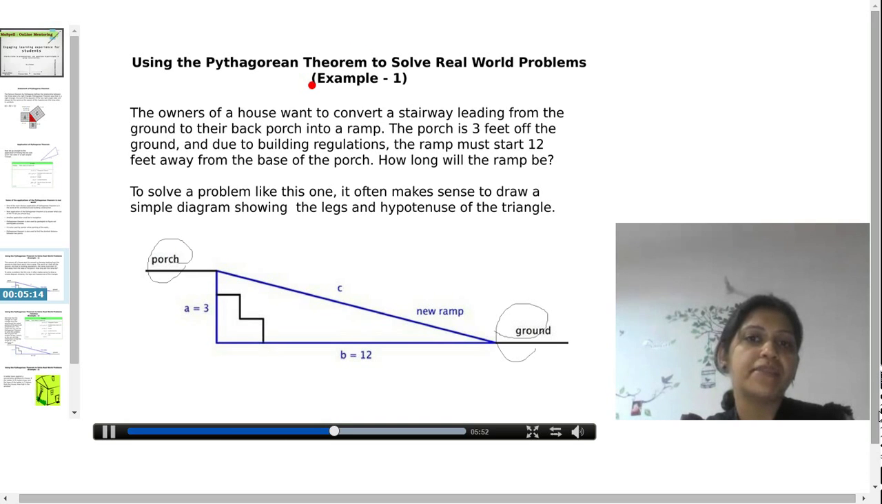So we can use the Pythagorean theorem here and we can apply it. So that's the porch. So the distance of the porch from the ground, that is the perpendicular, because the porch stands straight on the ground, that builds a 90-degree angle. So that becomes a right angle triangle. So the perpendicular here is 3 and the distance of the porch from the ground, that is 12. So the ramp, because of some building regulation, the ramp is 12 feet away from the porch. So we need to find the length of the ramp.